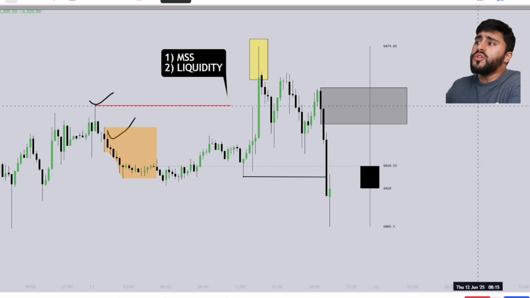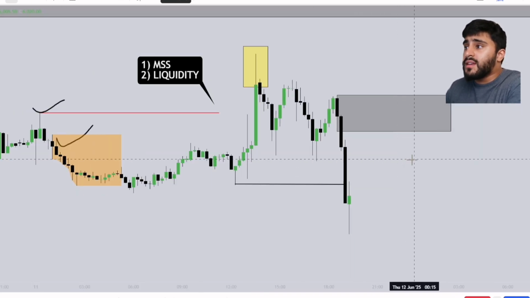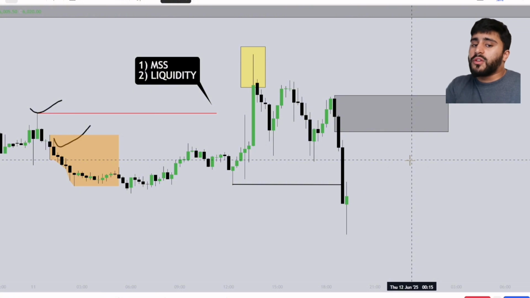One pro tip: when you're looking for your POIs or your supply areas, you want to make sure you're trading in line with the news events, in line with liquidity. What that basically means, simply put, is you want to wait for news events and you want to see how those news events sweep liquidity. That's the simplest way I can put it for you. Market structure shift, liquidity sweep.